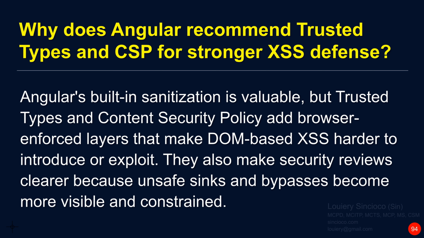Why does Angular recommend Trusted Types and CSP for stronger cross-site scripting, or XSS, defense? Angular's built-in sanitization is valuable, but Trusted Types and Content Security Policy add browser-enforced layers that make DOM-based cross-site scripting, or XSS, harder to introduce or exploit. They also make security reviews clearer because unsafe sinks and bypasses become more visible and constrained.